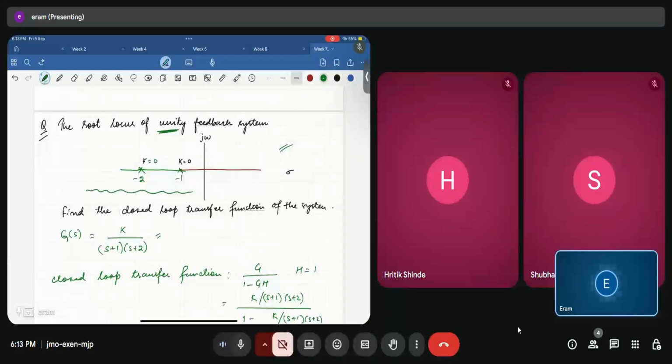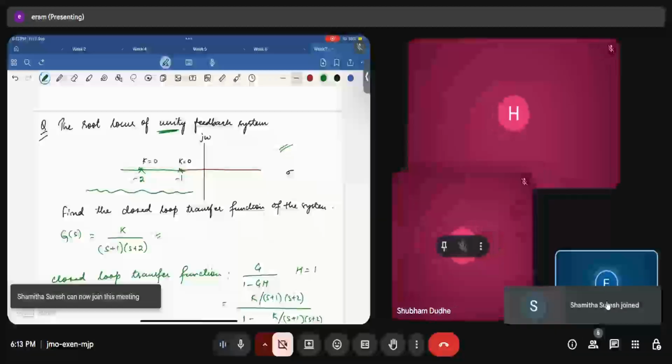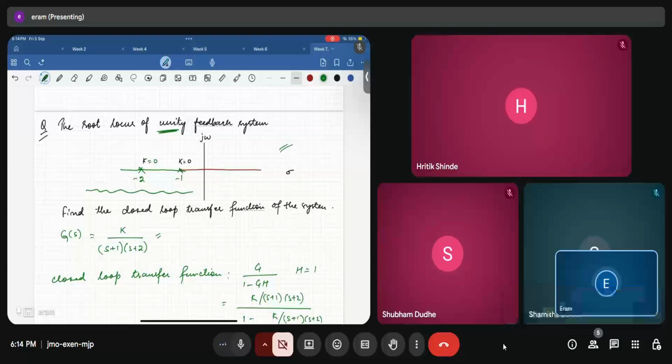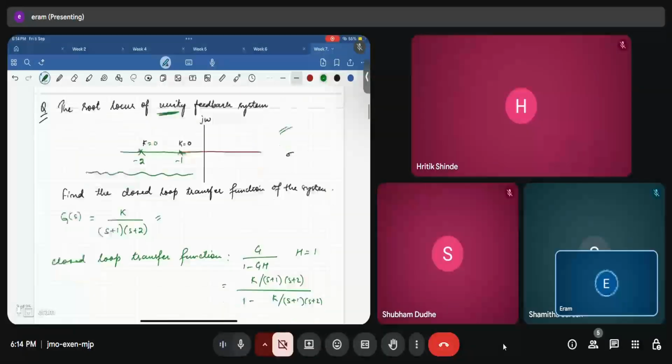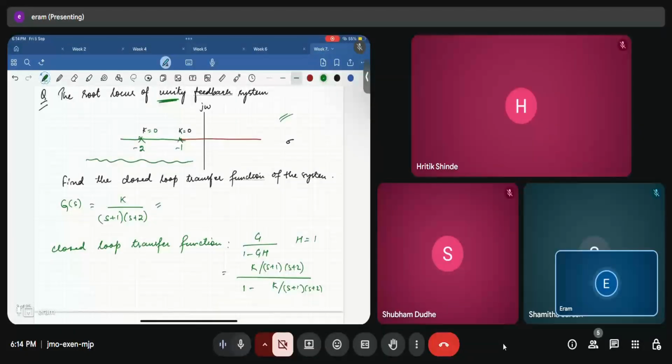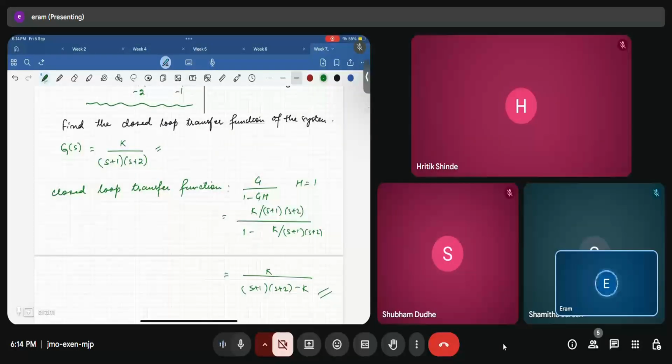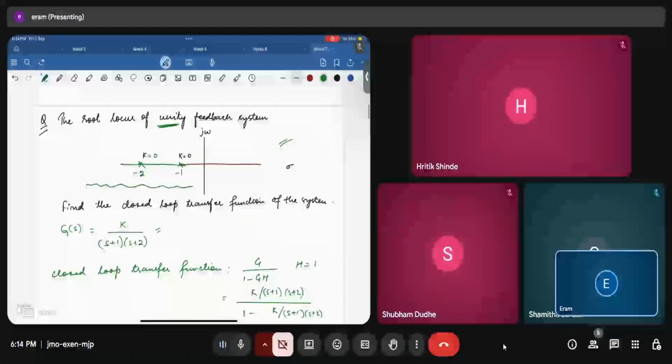So in problems, when you encounter such type of root locus, please check if it satisfies the zeros and poles criteria, that is even number or odd number. So by checking that, you first ensure whether it is a positive feedback or a negative feedback system, and then you finally calculate the closed loop transfer function, right? So based on this concept there will be questions.